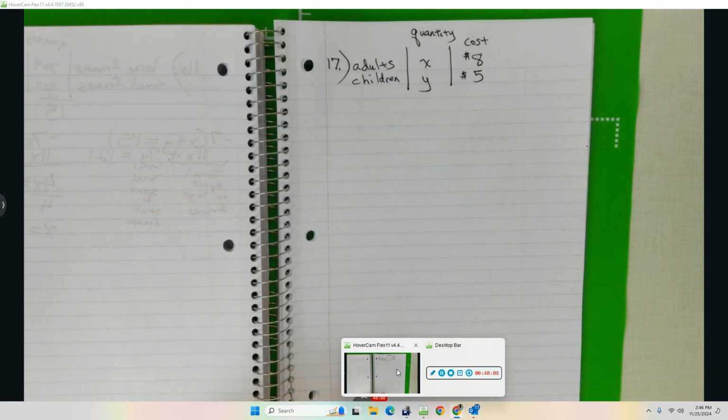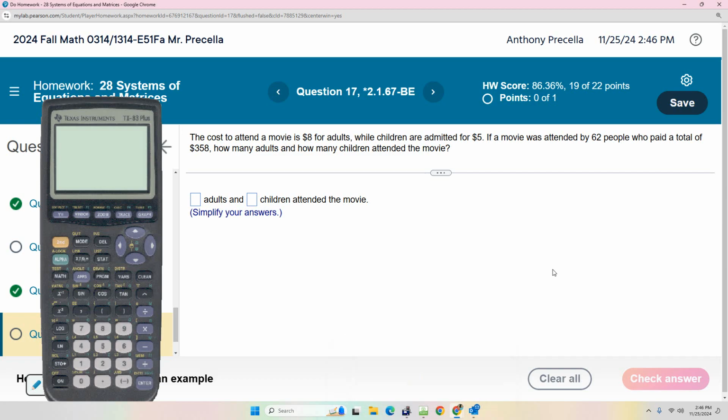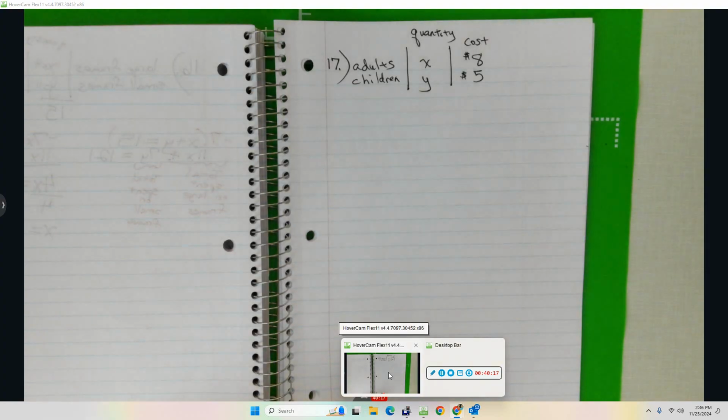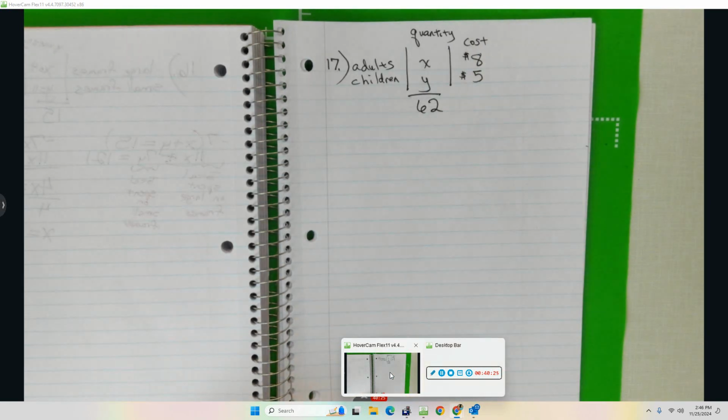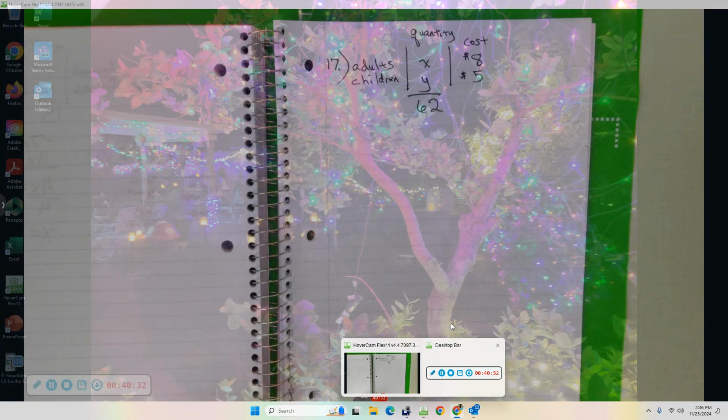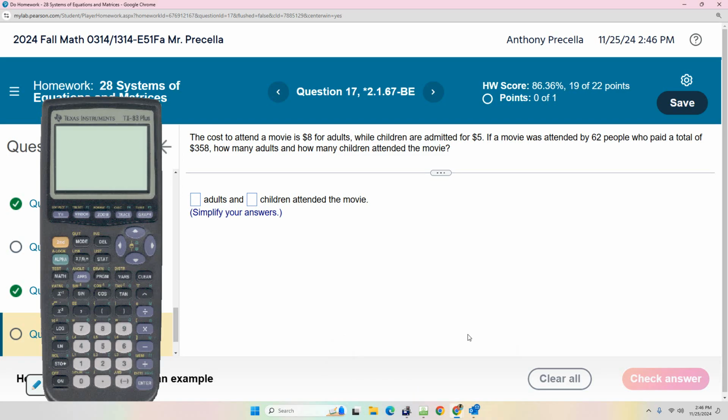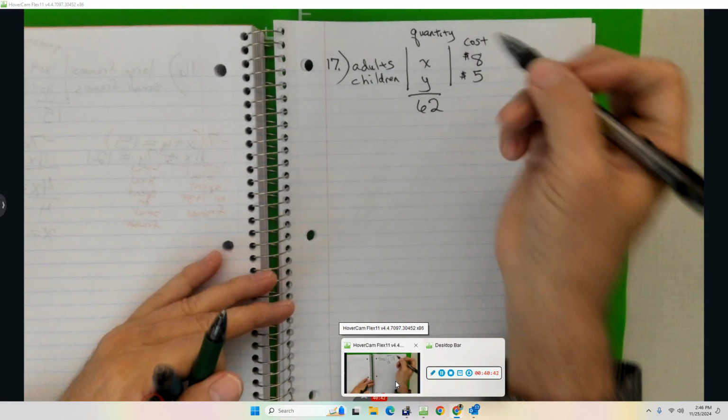First of all, the 62 tickets. They sold 62 tickets. 62 people attended. Where should I put 62 on this table? Underneath the quantity. I agree. 62 people attended the movie. What about that $358? Where am I going to put that total? Under the cost.